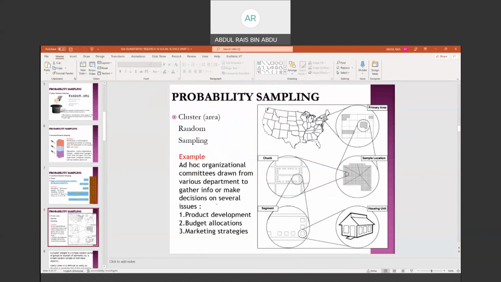Right. So the next type is cluster random sampling. By definition, a cluster is a group of samples that we choose to represent the population. Biasanya popular kalau you nak buat study ni as a nationwide or a continent-wide study.